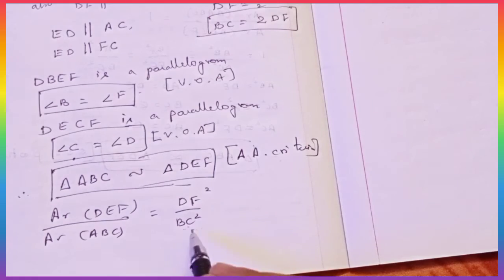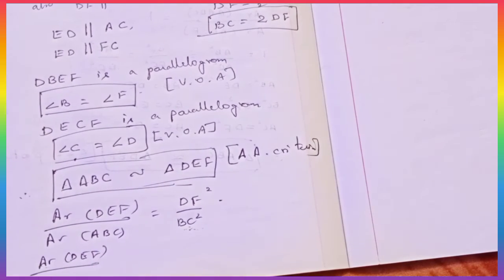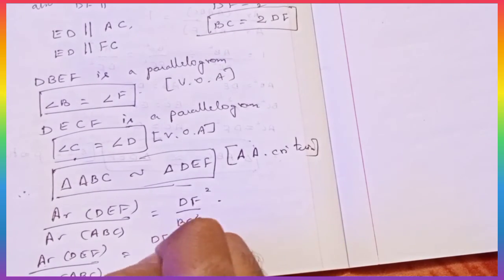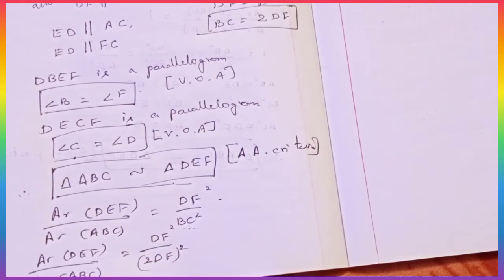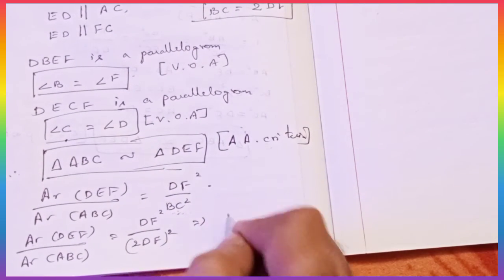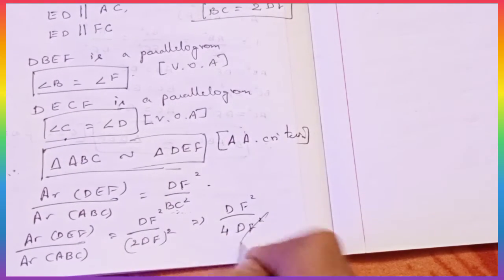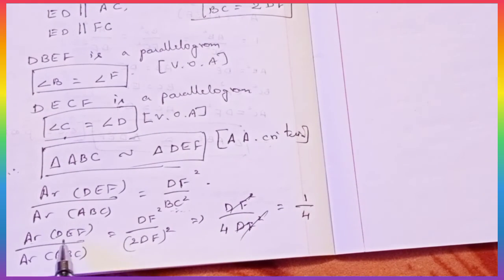So in place of BC, I am going to write: area of triangle DEF by area of triangle ABC is equal to DF square as it is by BC, which can be written as 2 times DF, square. So this can be written as DF square as it is by 2 square, which is 4, and DF square as it is. DF square gets cancelled, that is 1 by 4. So the area of DEF by the area of triangle ABC is equal to 1 by 4.